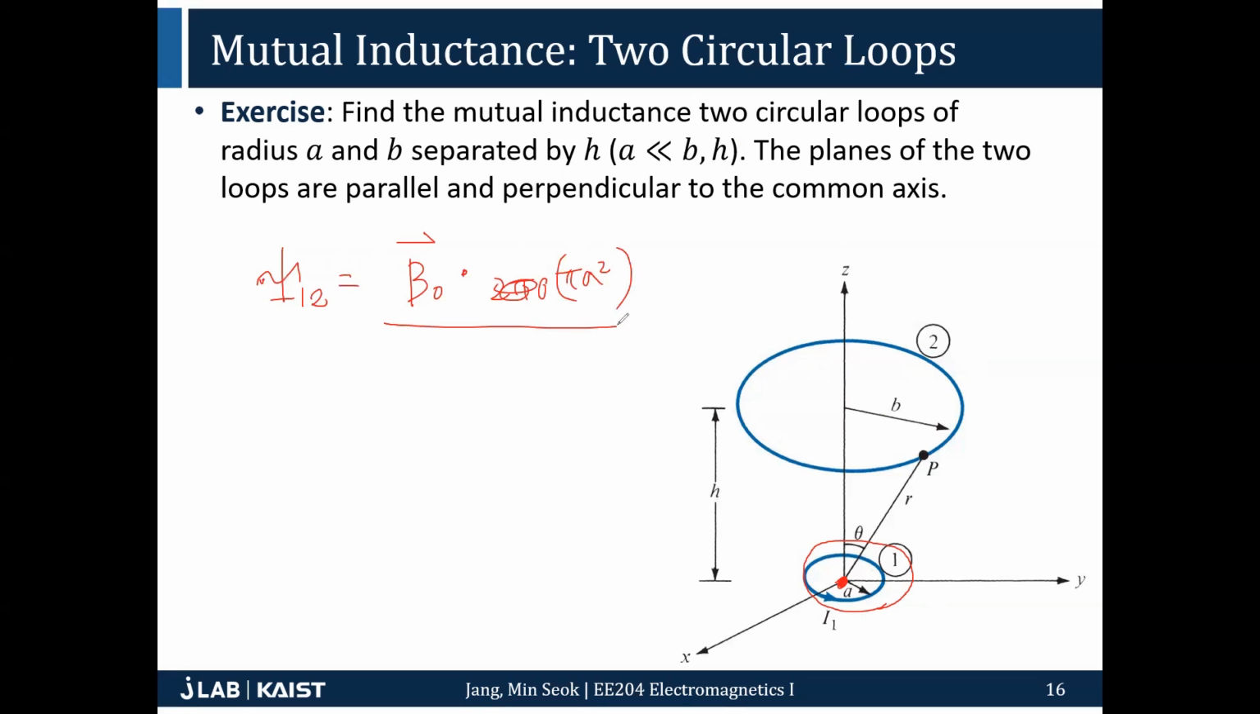So what we do here is that instead of actually taking an integration, because A is very small, we just ignore the variation of the B field within the circuit area, and just multiply by pi a squared.